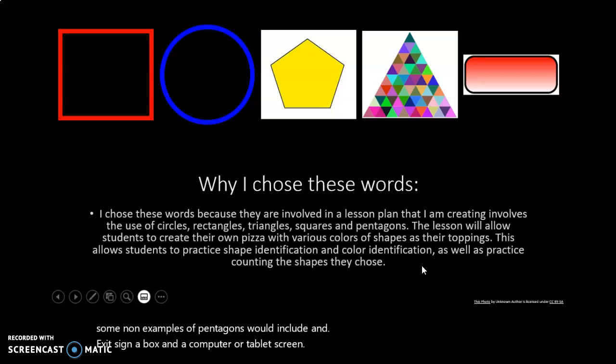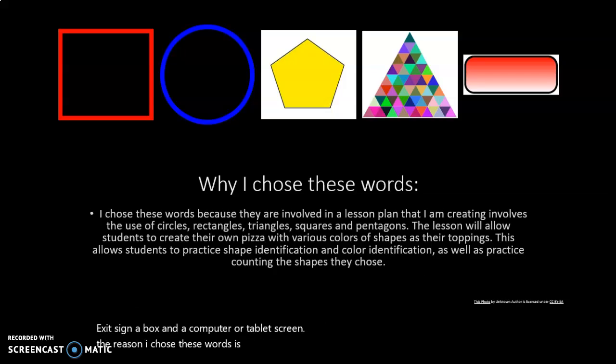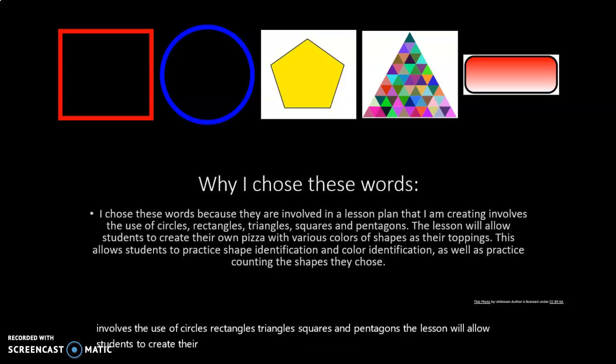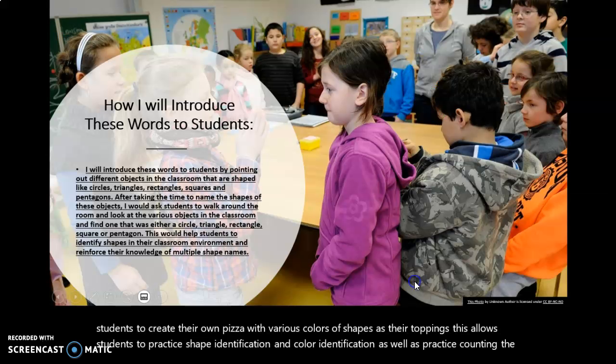The reason I chose these words is because they're involved in a lesson plan I'm creating. It involves the use of circles, rectangles, triangles, squares, and pentagons. The lesson will allow students to create their own pizza with various colors of shapes as their toppings. This allows students to practice shape identification and color identification, as well as practice counting the shapes that they choose.